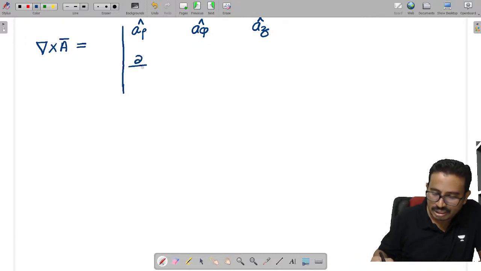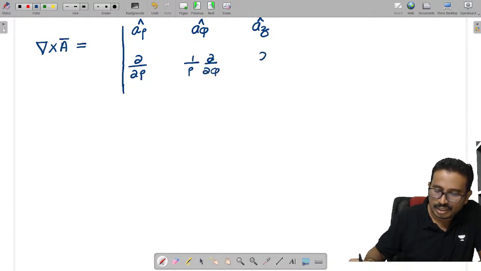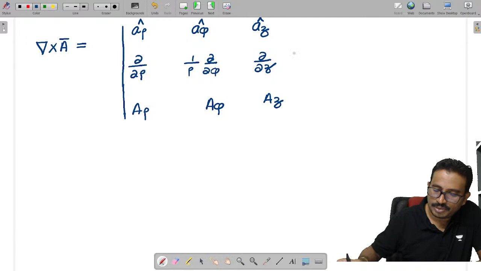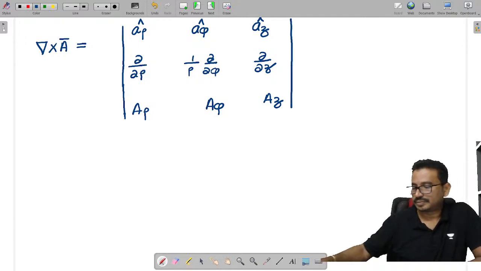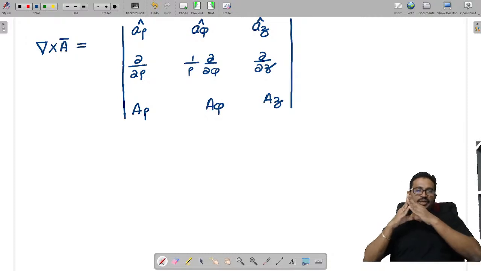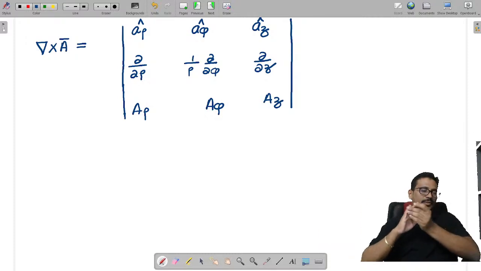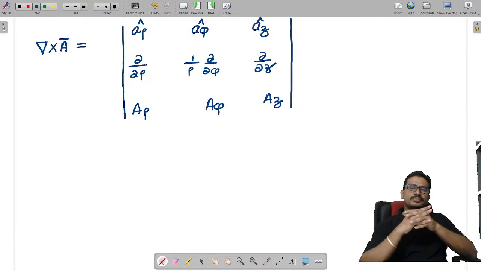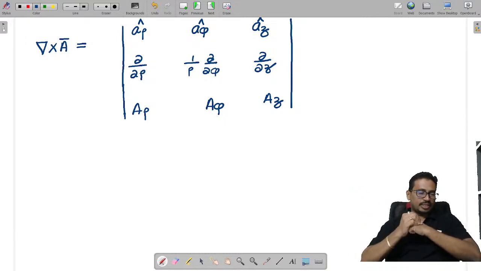And what is the del operator? Dou by dou rho, 1 by rho into dou by dou phi, and dou by dou z. And then the vector, which is given as A rho, A phi, A z. This is the curl in the cylindrical system I have written. All of you look here. Is it fine?